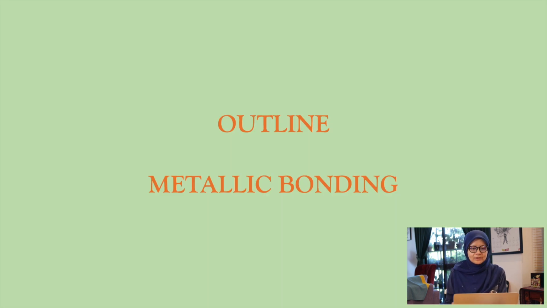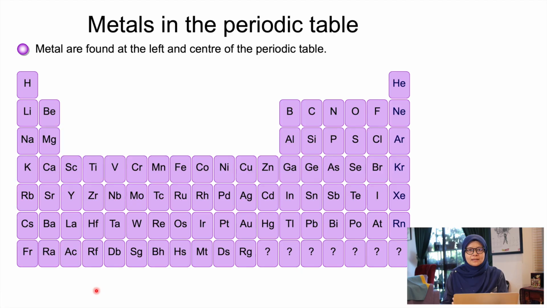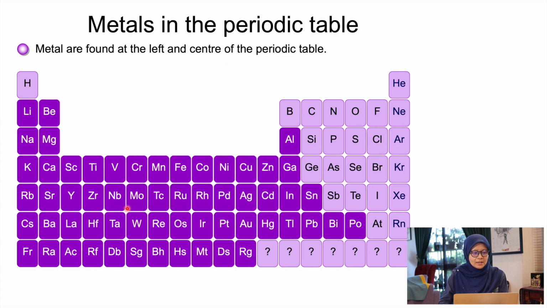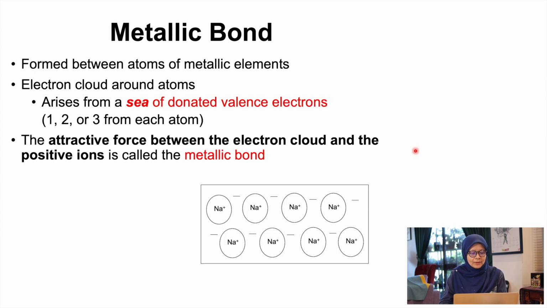Today's lesson is about the metallic bond. This is part 1, so we will focus on the introduction of the metallic bond. Metals in the periodic table are found at the left and center of the periodic table, as you can see from this slide. At the right side of the periodic table are the non-metals.